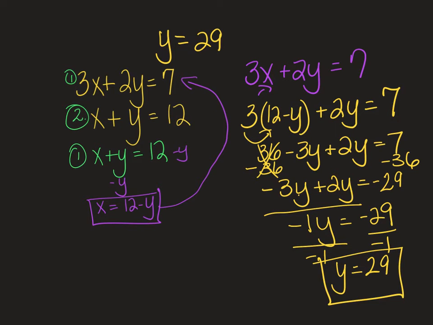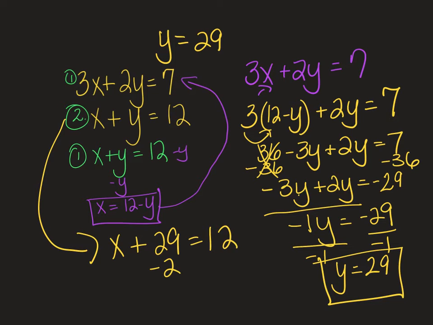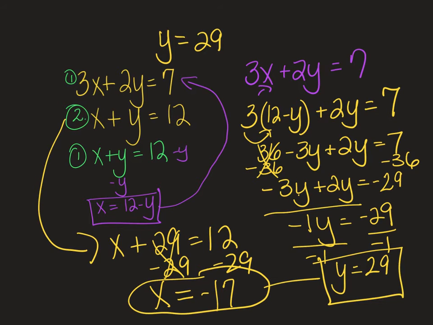Now I know my definitive value of y equals 29. Remember, I can take that value, substitute it into either equation to get the value of x. So I'm just going to choose number 2. X plus 29 equals 12. Subtract 29, subtract 29. That cancels. X equals, then you're going to subtract, and when you do so, you're going to get 17, and it's going to be a negative because the larger number is negative. That's the two values there. Let's move on and practice a few.